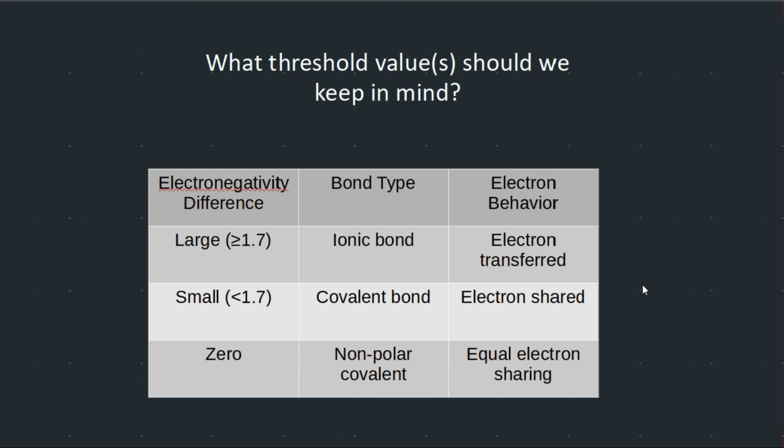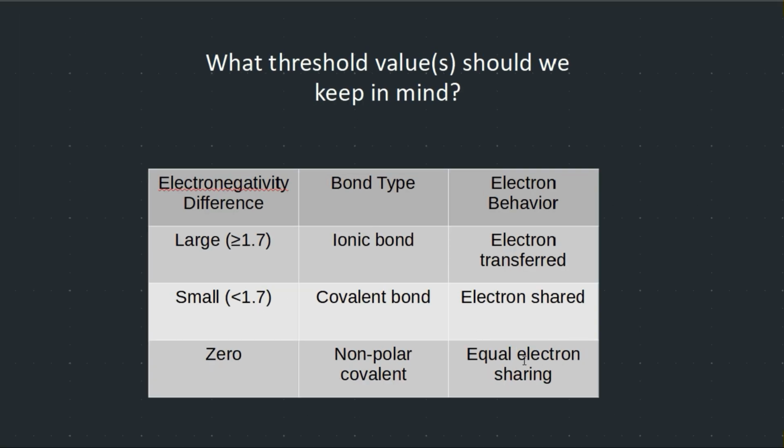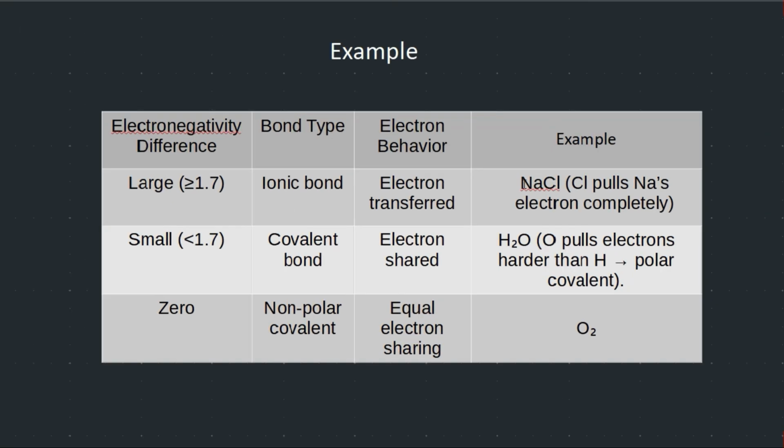Now, anyway, coming back to this: if the difference is 0, we are looking at equal electron sharing. Okay. An example for the large difference is sodium plus chlorine, right? Chlorine pulls sodium's electron completely. In the middle case, we have some kind of sharing, but not exactly full-fledged equal sharing. That happens with water, which I mentioned in the previous slide.